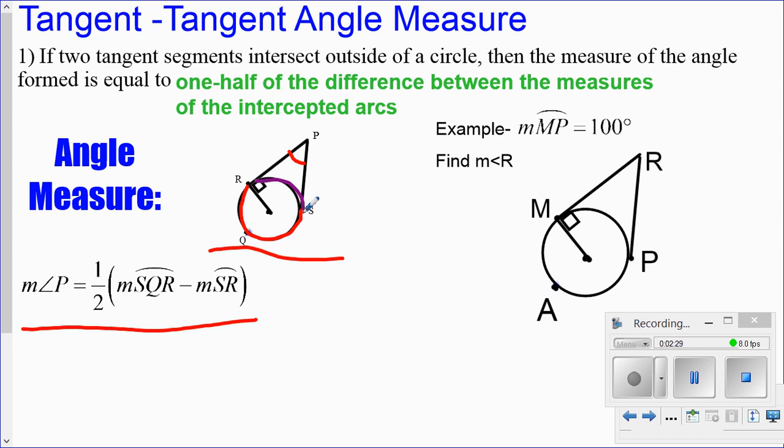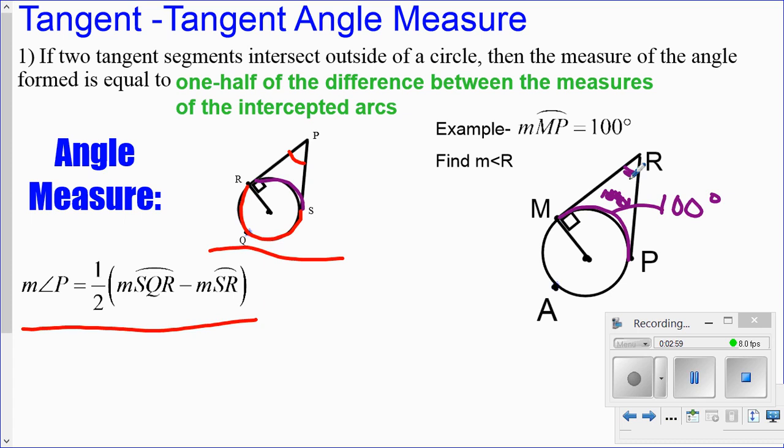So the measure of arc MP is 100 degrees. So I'm going to go ahead and mark that. 100 degrees is that arc. And we're supposed to find the measure of angle R. Okay, so we do have an angle that's created outside of the circle where the tangents intersect.